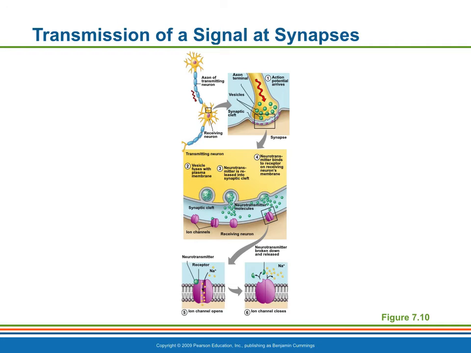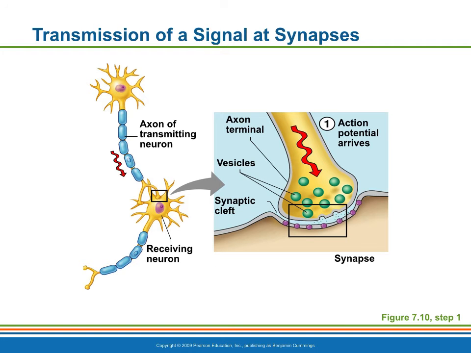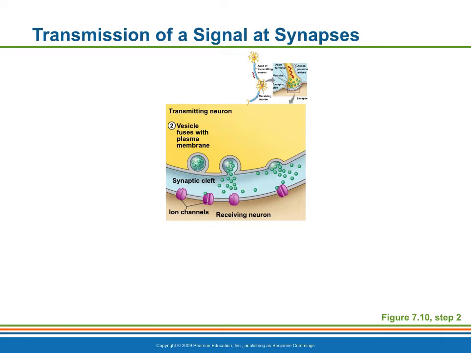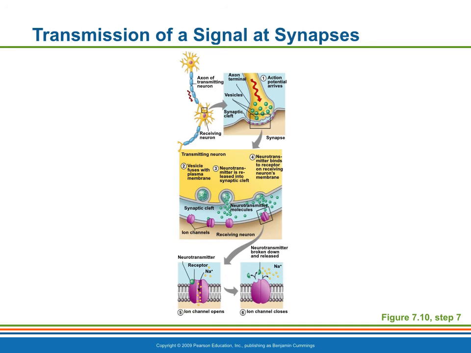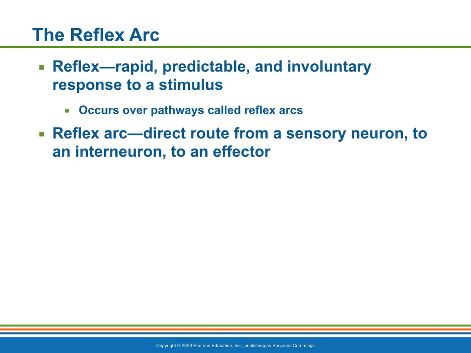So here we see how neurons communicate at chemical synapses. And here, and here, and here. And you can see what's happening. We're starting that next action potential, all right, as it continues on.